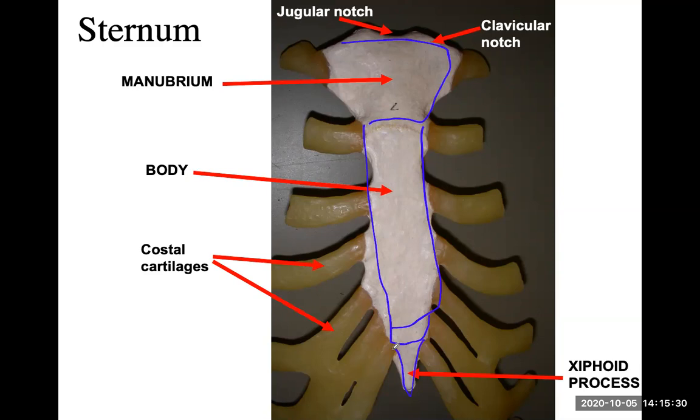You also have areas where the clavicle joins the sternum. There are two little dips, one right here and one right here. These are called the clavicular notch. Clavicular notch is basically, again, the location where the clavicle and the sternum join each other.